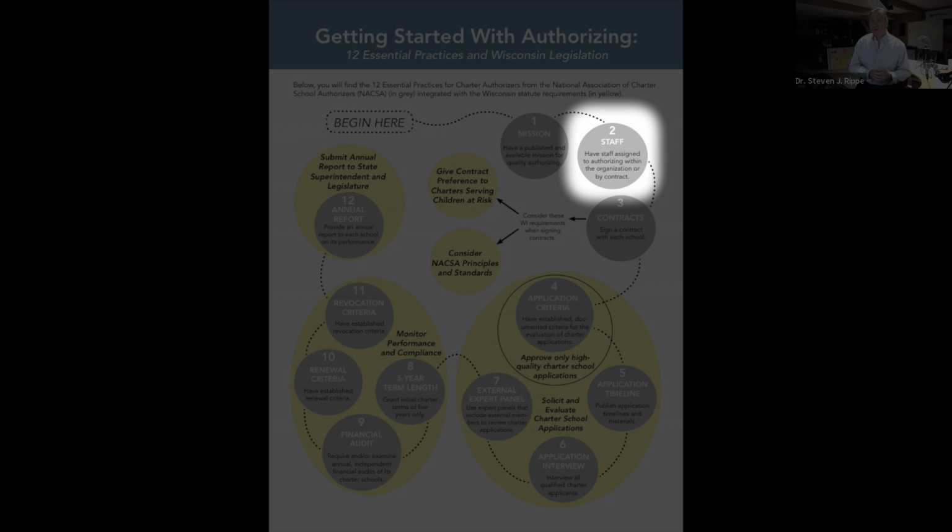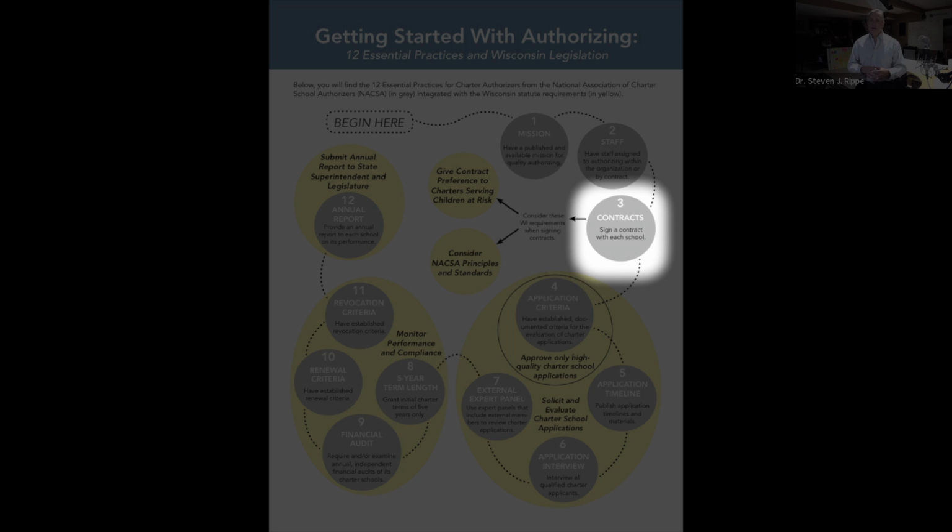The second area, staffing. You want to make sure you have staff assigned to the authorizing within your organization or by contract. And ideally, you want to make sure you're recruiting really talented staff who have the ability to understand and support innovation and to help with the continuous improvement of each of your schools.